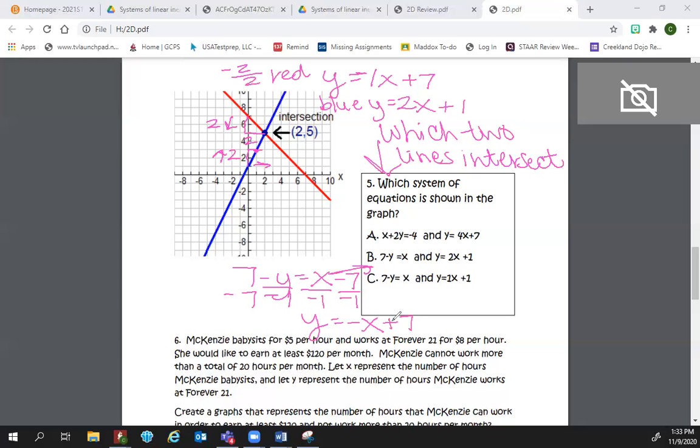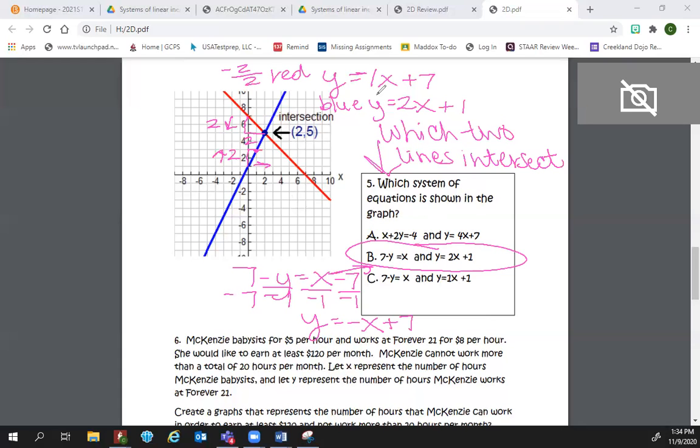Yeah. So what would my answer be? A, B, or C? Oh, B. B. Because this line is my blue line, right? And this line is my red line.